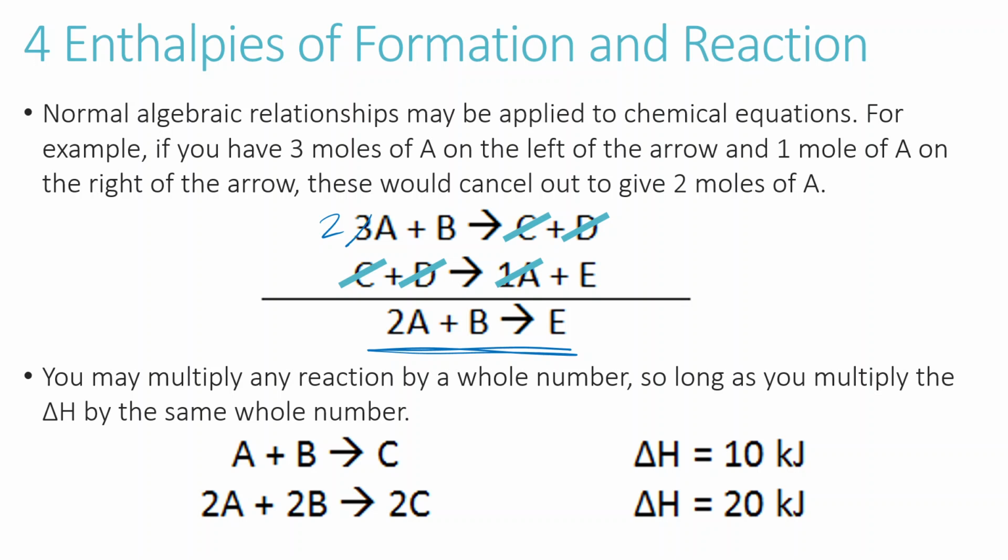Now you can also multiply a reaction by a whole number, so long as you multiply delta H by the same whole number. For example, A plus B gives C has a delta H of 10 kilojoules. If I double that reaction, I'm going to double delta H to 20 kilojoules.